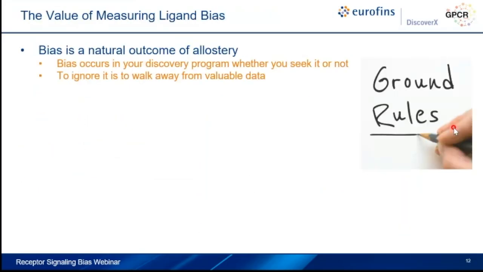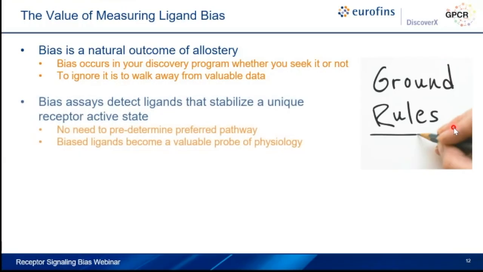So back to our ground rules. Bias is occurring. You should not ignore it. I'm often asked, well, what if I'm not interested in G protein versus beta-arrestin? What if I'm interested in other pathways?